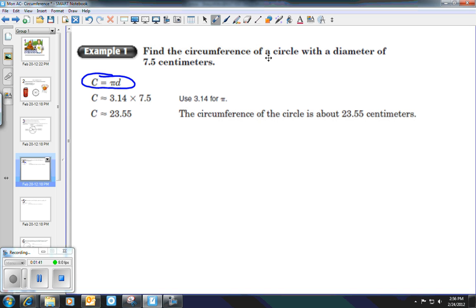In this example, find the circumference of a circle with a diameter of 7.5 centimeters. So we're going to take the diameter times pi. We're going to use 3.14 for pi here. And when you multiply the diameter times pi, you get 23.55 centimeters. So the circumference of a circle with a diameter of 7.5 centimeters is about 23.55 centimeters. Now we say about because pi does not end with the numbers 1, 4. It goes on forever, so it's impossible to make an exact calculation with a rounded pi of 3.14.